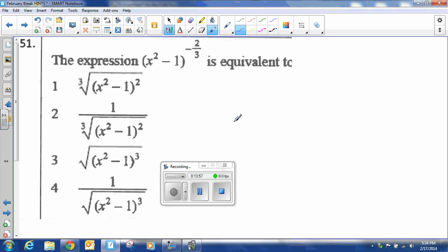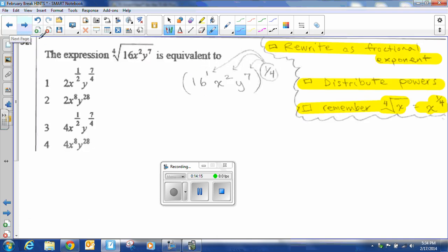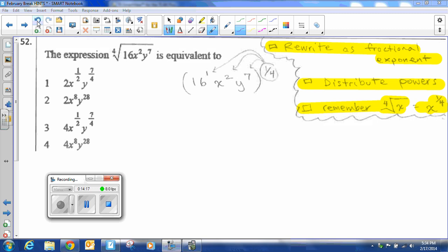Number 51, the same thing. The only difference is that this is a binomial. You have a negative fractional exponent, so make sure you reciprocate the whole thing and then rewrite it as a radical. All right, finally number 52.